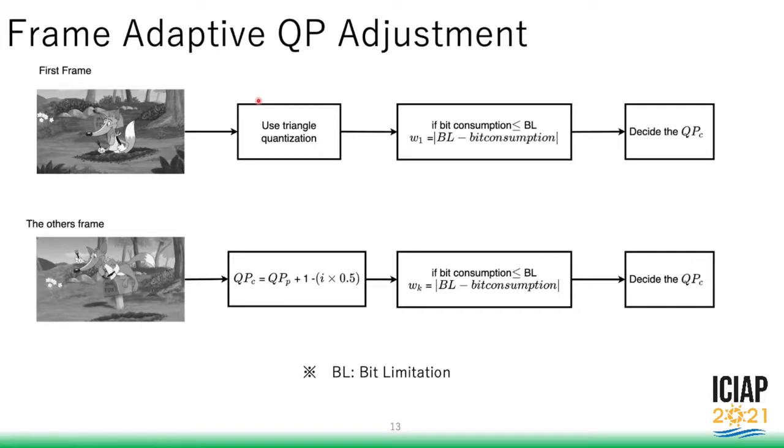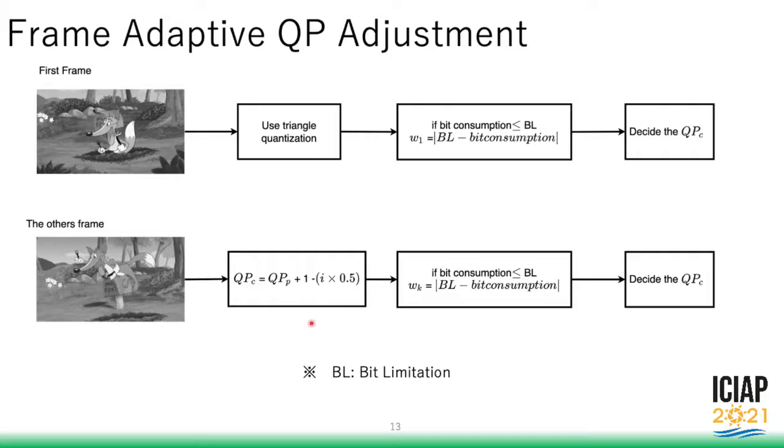Using the triangle threshold method for all video frames increases the amount of calculation, but because adjacent frames are similar in video, we can find the optimal QPC, which is the current frame QP, from close to the QPP, which is the previous frame QP. The calculation is like this. Where I is initialized with 0, we add 1 to QPP and reduce it by 0.5 until total bit consumption is less than the bit limitation.